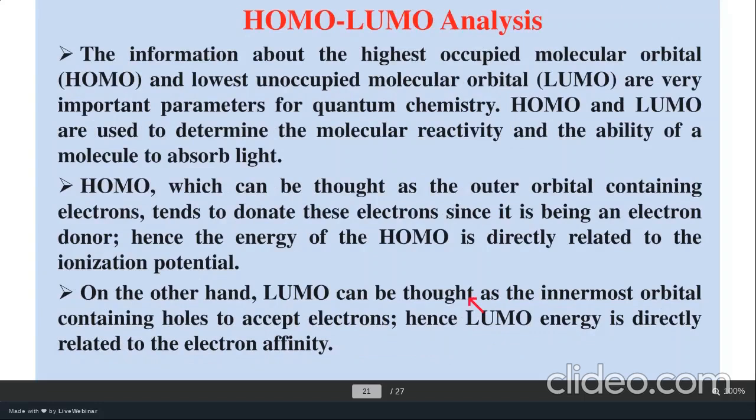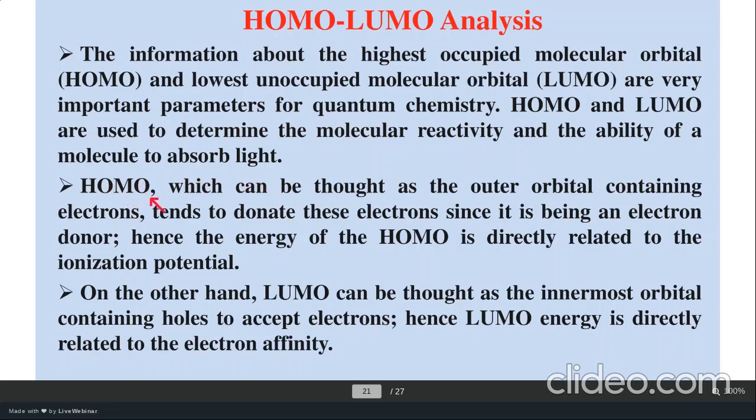Now we are coming to the HOMO-LUMO analysis. As we know, the HOMO is the highest occupied molecular orbital and the LUMO is the lowest unoccupied molecular orbital. So by using these terms, we can calculate the energy of those orbitals. The information about the highest occupied molecular orbital and lowest unoccupied molecular orbital are very important parameters for quantum chemistry. HOMO and LUMO are used to determine the molecular reactivity and the ability of a molecule to absorb light.